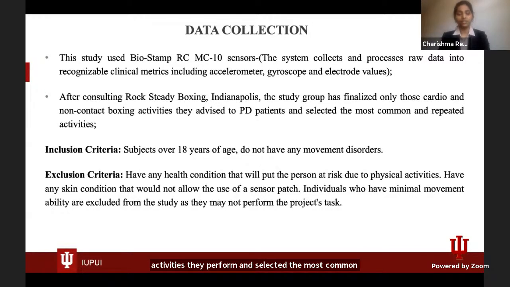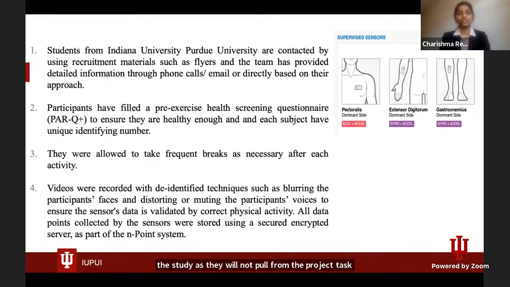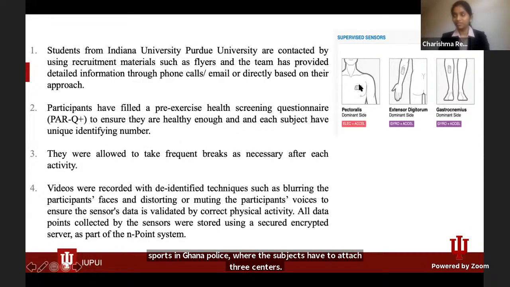Inclusion criteria include subjects over 18 years of age who do not have any movement disorders. In the exclusion criteria, subjects who have any health condition that would put the person at risk due to physical activities, or any skin condition that would not allow the use of a sensor patch, and individuals who have minimal movement ability are excluded, as they may not perform the project tasks successfully. Students from Indiana University were contacted using recruitment materials such as flyers. The team provided detailed information using phone calls, emails, or directly. This study is performed at the National Institute of Fitness and Sports, Indianapolis, where the subjects attach 3 sensors, as you can see in the figure, at various body locations.